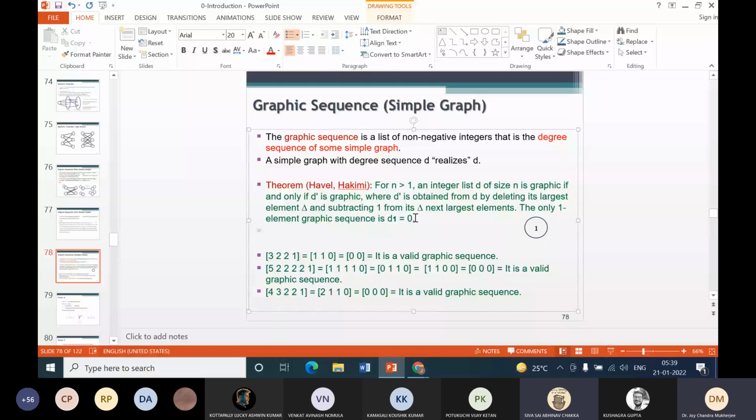Now the thing is, what is a graphic sequence? A graphic sequence is a degree sequence of some simple graph. Okay.